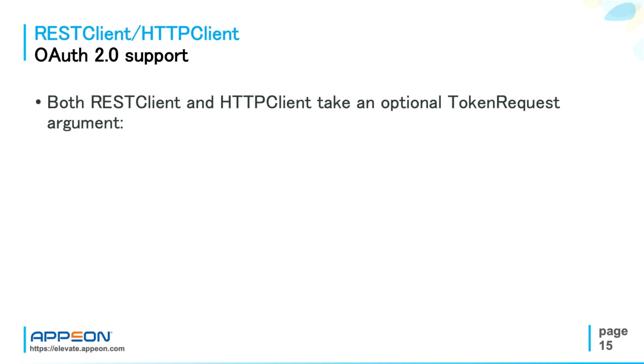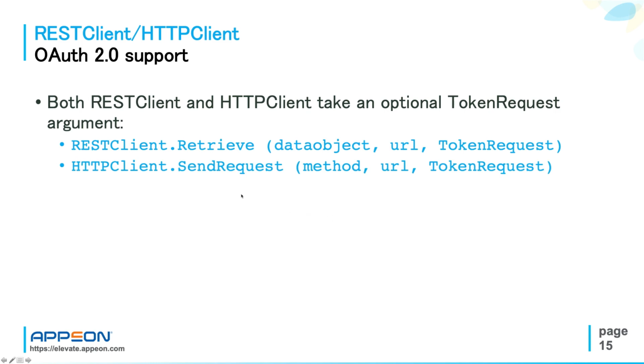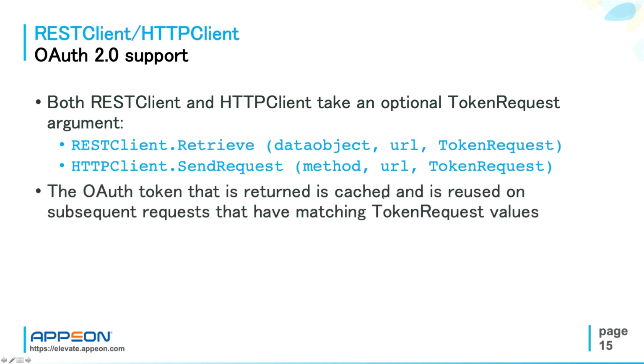So both REST client and HTTP client objects take an optional token request argument. You see, the third parameter in the retrieve is now the token request object, which usually comes with client ID and secret. And same if you use the send request for post, the request from the HTTP client object to the server. And in the communication, the OAuth token returned by the server is cached and it is reused on later requests that have matching token requests.